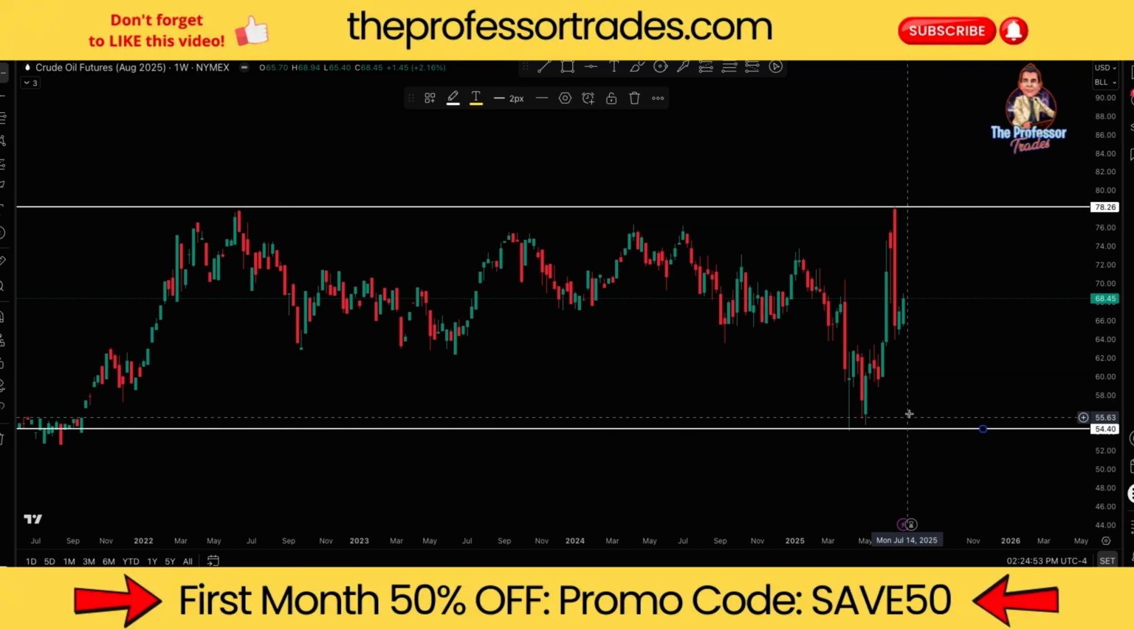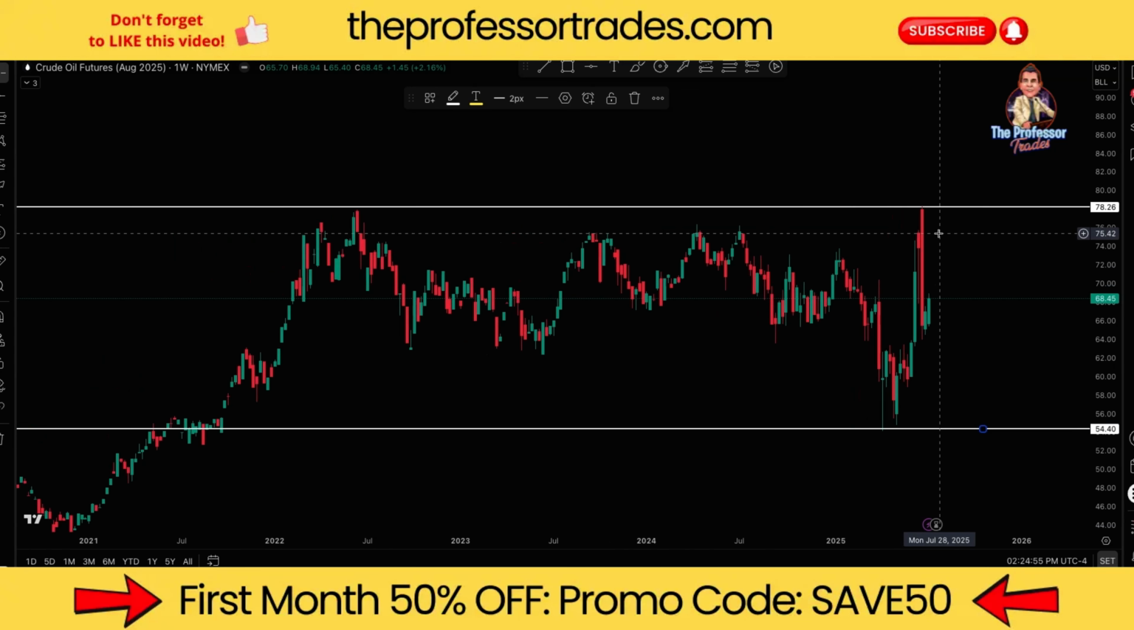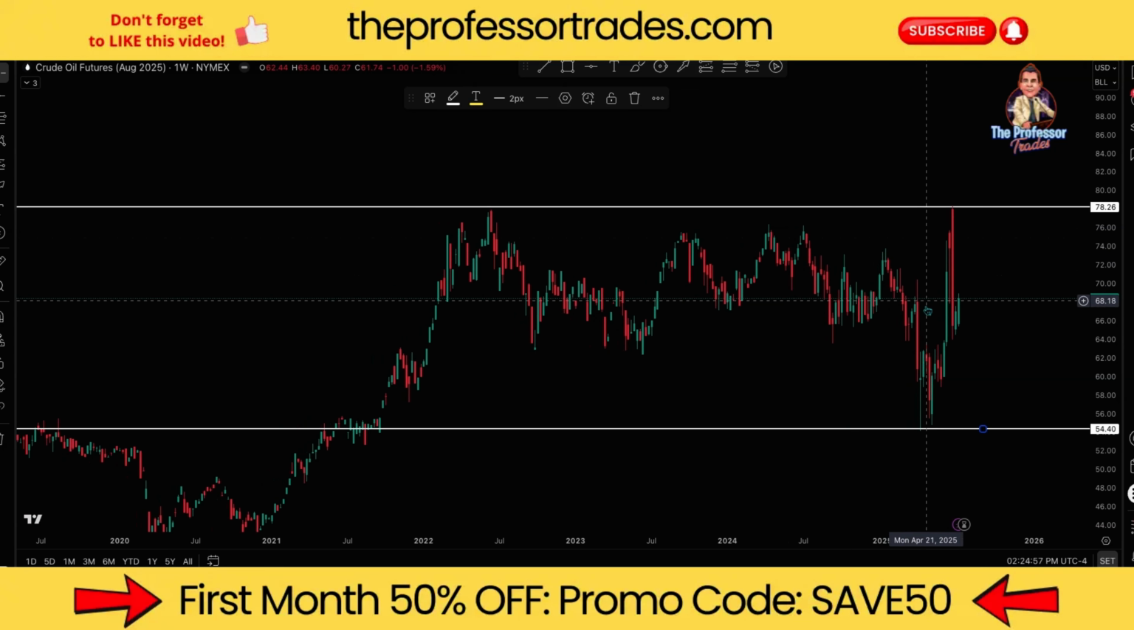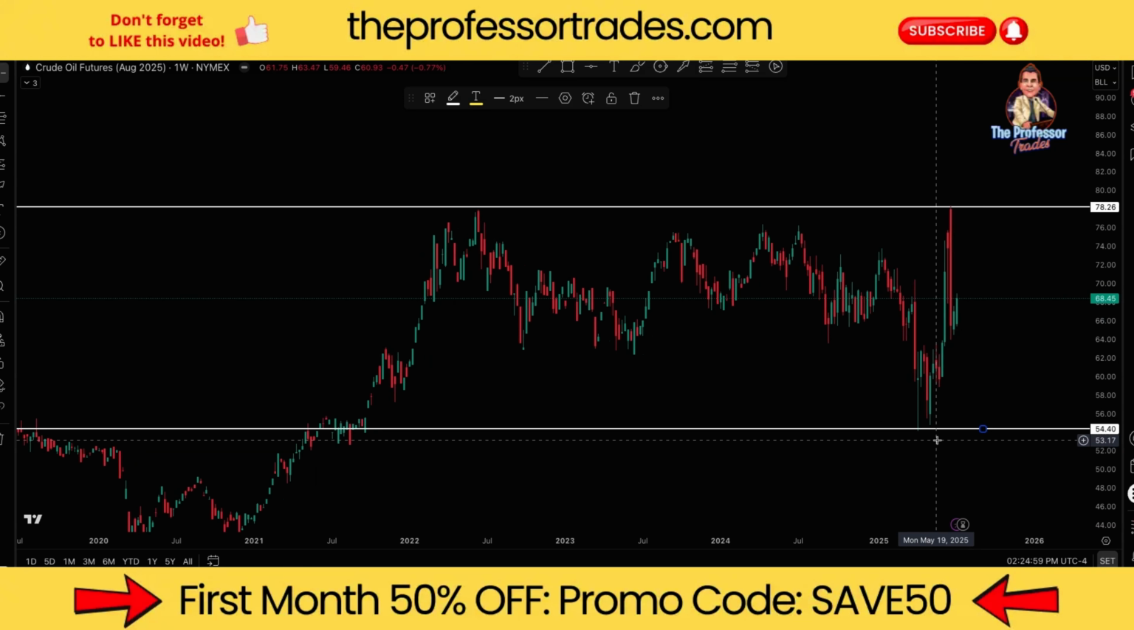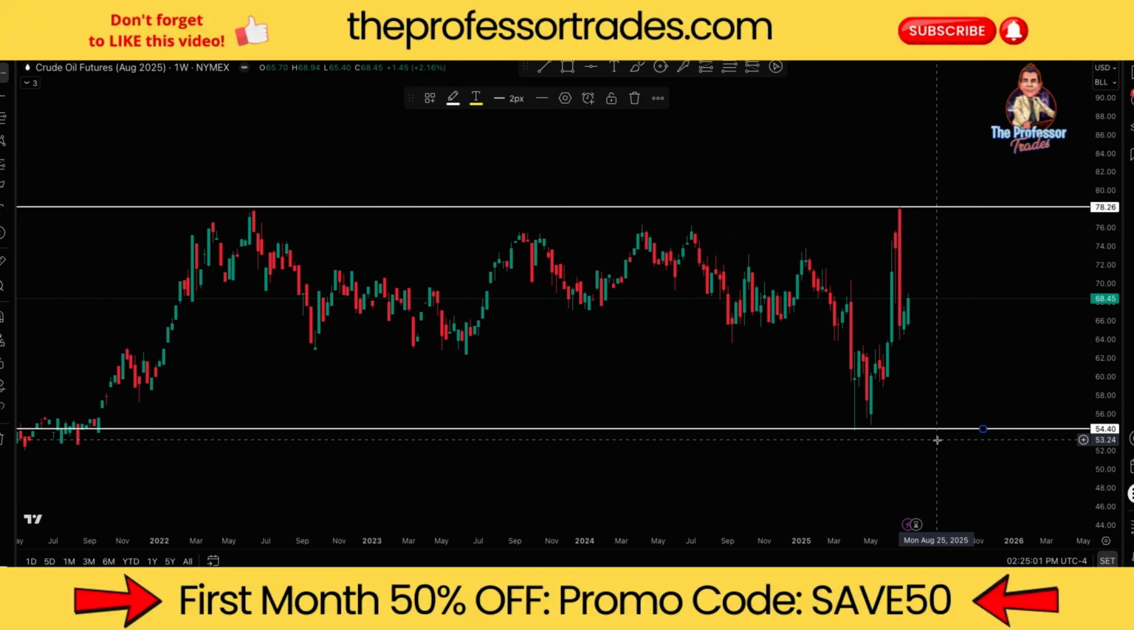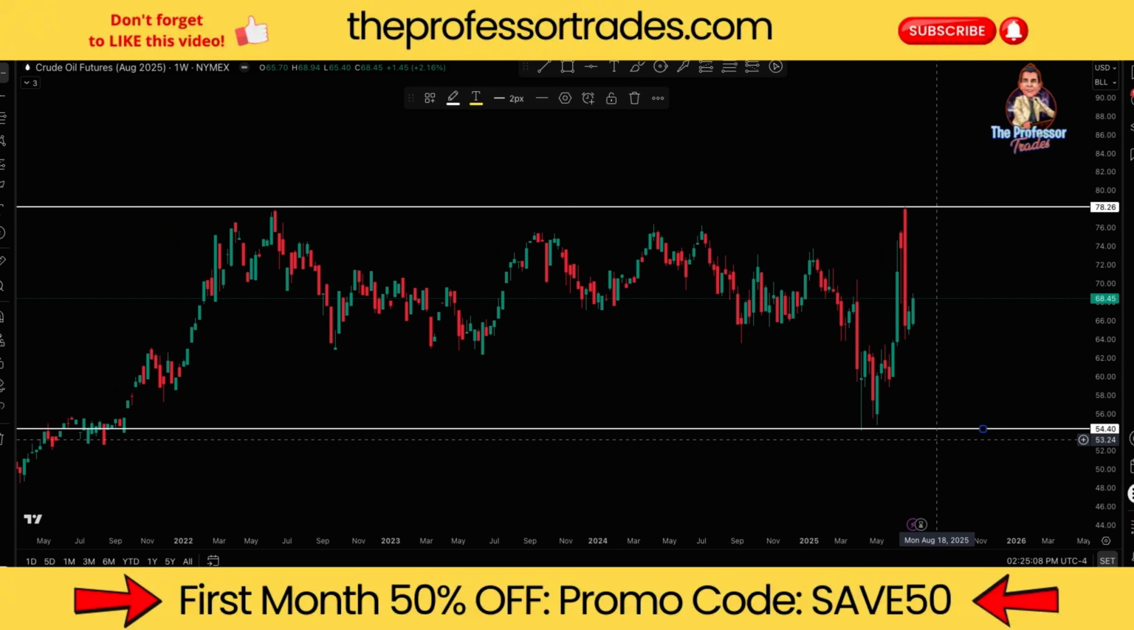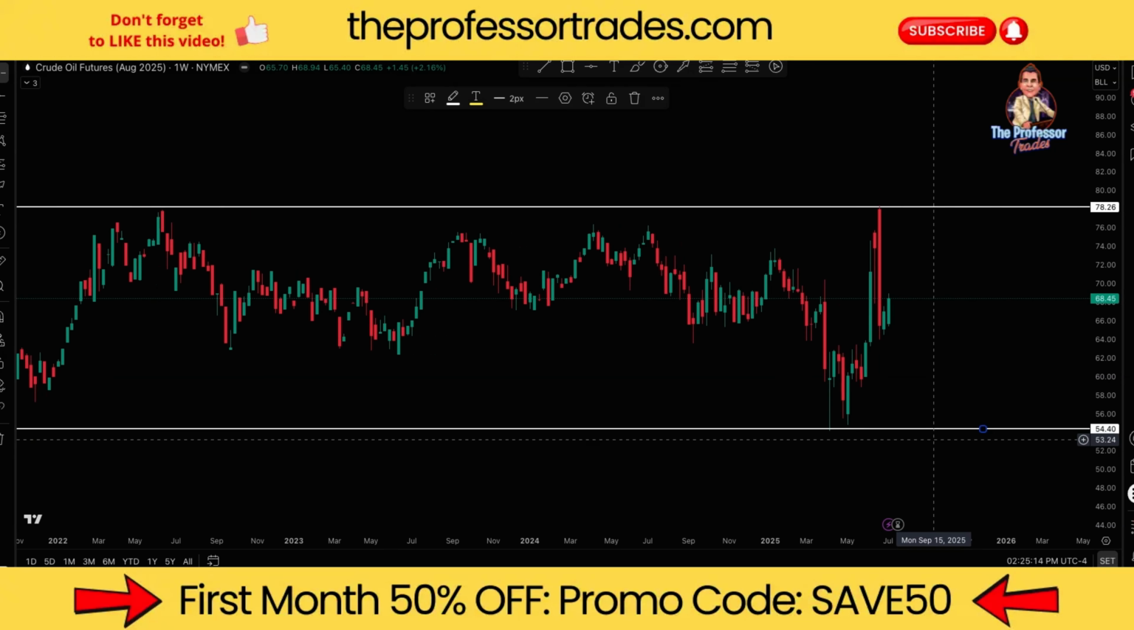All right. So we've got this level up here at 78.26. We scroll over to the left, and then we have this bottom level down here at 54.40. This is again using the August 2025 crude oil futures chart. So if you're following along, even though you may not have futures, you should see the exact same price action with your broker.